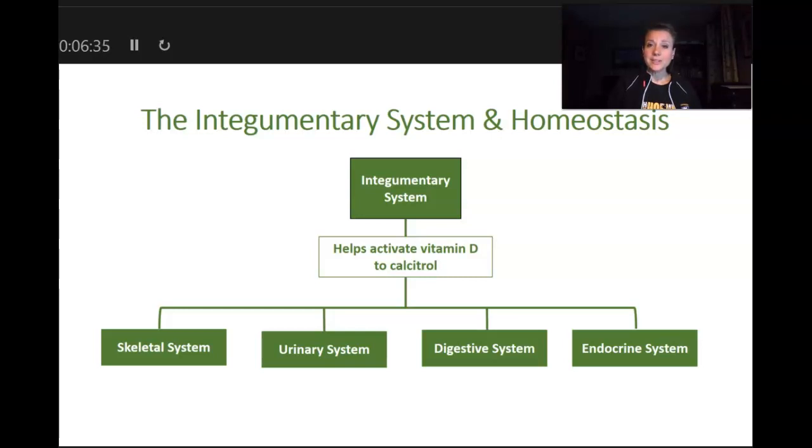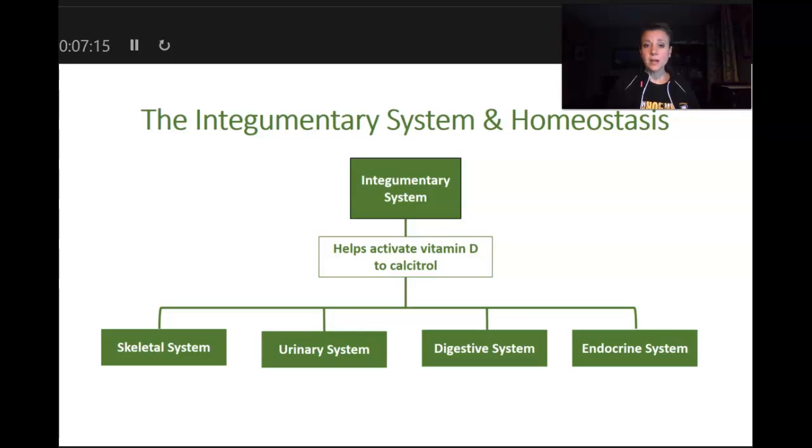Calcitriol is going to stimulate the digestive system to absorb calcium from the food that we eat, which is what I mentioned on the previous slide. And it's also going to stimulate the endocrine system by stimulating cells of the parathyroid gland to stop making parathyroid hormone. You see, when parathyroid hormone is in the blood, parathyroid hormone tells the bones to start breaking down the tissue in order to release calcium into the blood, thus raising the blood calcium level.